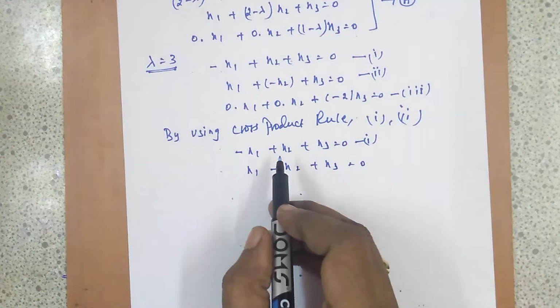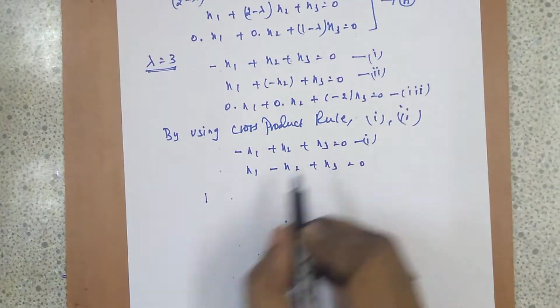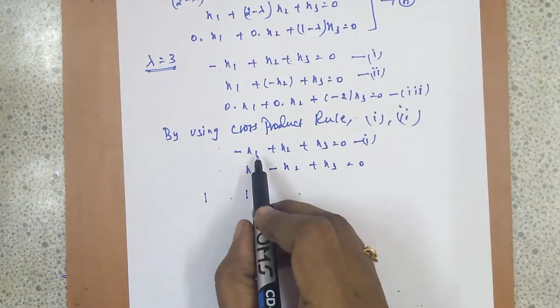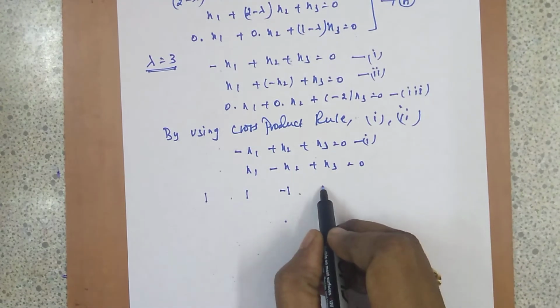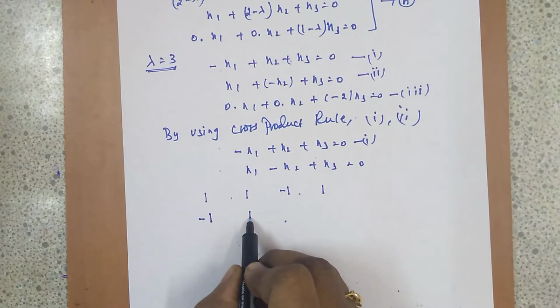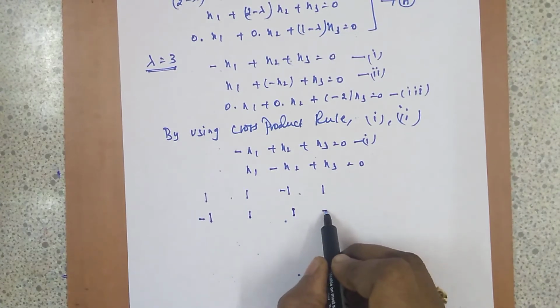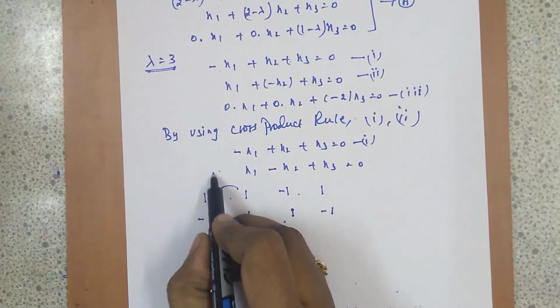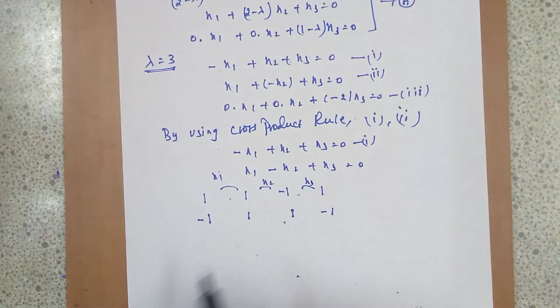Okay, now we are using the cross product rule: coefficient of x2 is 1, coefficient of x3 is 1, and then coefficient of x1 is minus 1, again coefficient of x2, that is 1. Same manner in the second equation, coefficient of x2, coefficient of x3, coefficient of x1, and then again coefficient of x2. Multiplying these two we can get x1, multiplying these two x2, multiplying these two we can get x3.